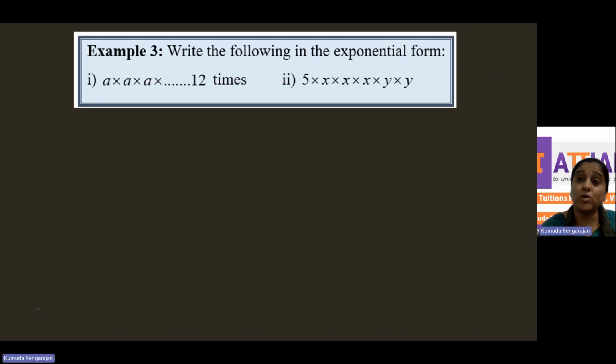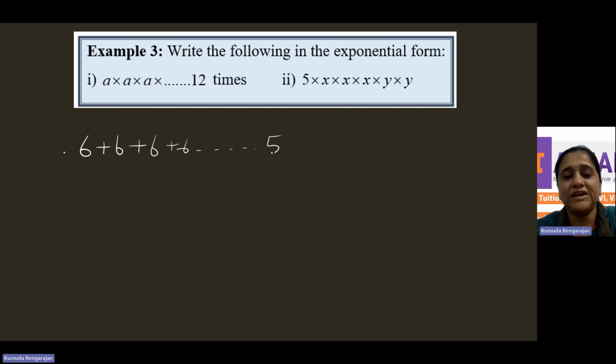Write the following in the exponential form. Again, there's a new term: exponential form. Now, let me ask you a question first. What is 6 plus 6 plus 6 plus 6, 50 times? 6 added to itself 50 times. What's the result?